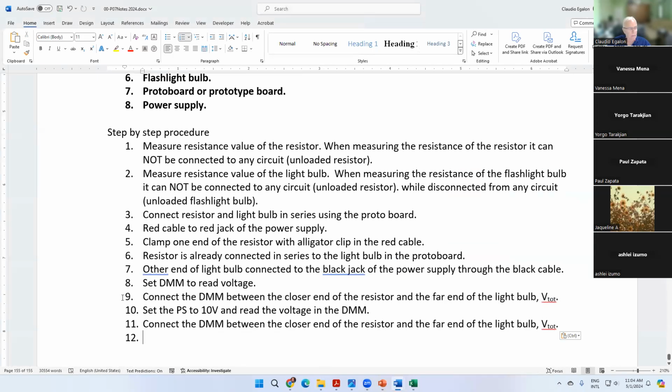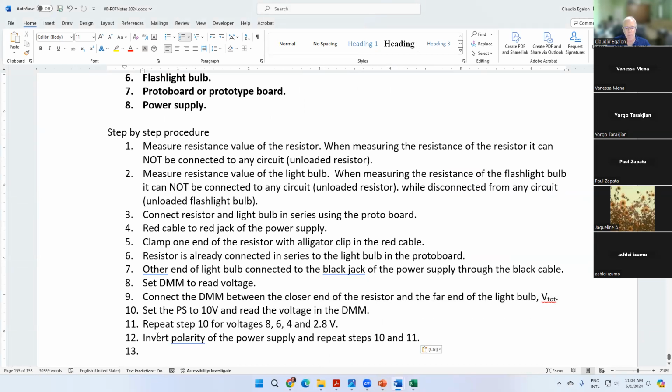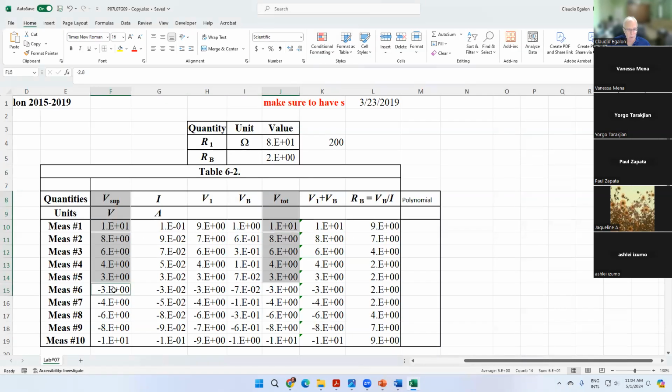Repeat step 10. Here you go. Invert polarity to get a negative value, and repeat steps 10 through 11. We're inverting the polarity here, right? All the way back up to 10 volts. That's the first step. We are done with this.